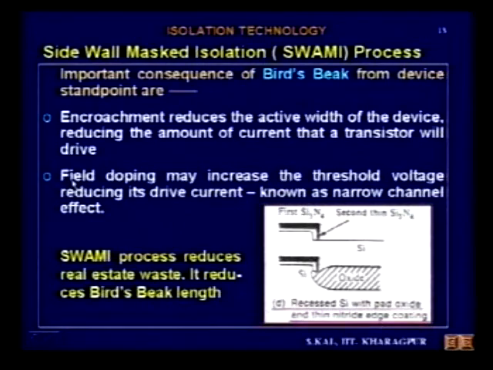Now the total sequence is not so simple, because you have to form a thin silicon nitride at the side wall. So side wall silicon nitride formation is not easy. At the top level, silicon nitride growth is not so difficult. On the top you can grow it or you can deposit it, but the side wall is not so easy. So now I will show you the process steps in a SWAMI process.